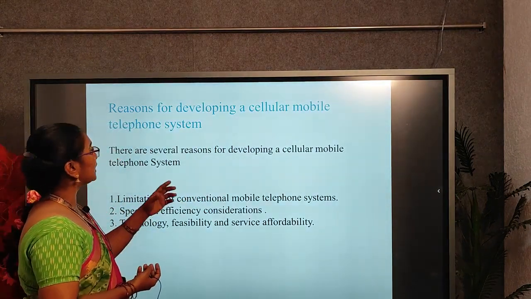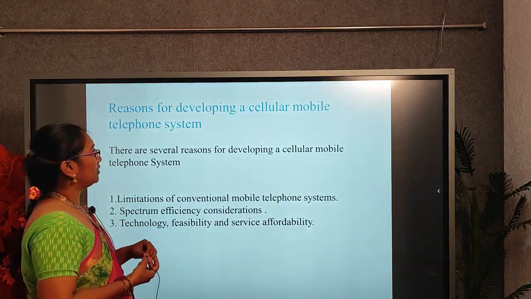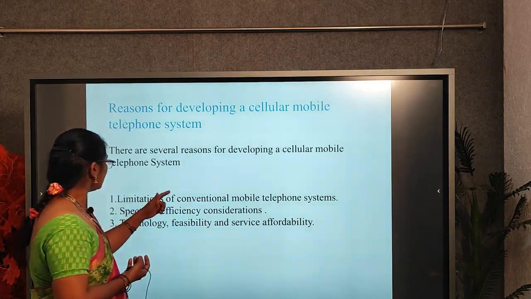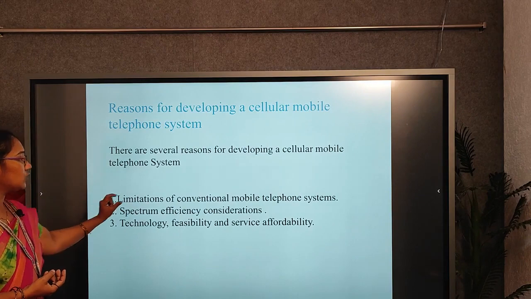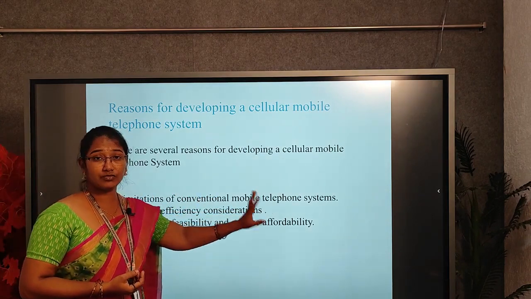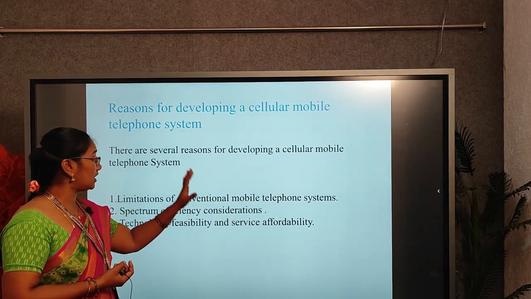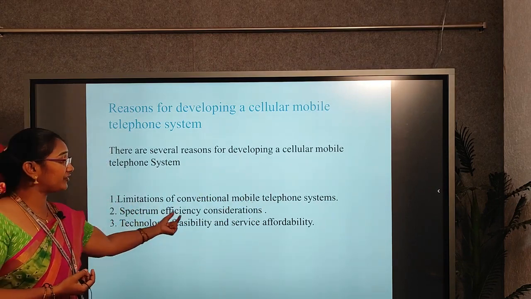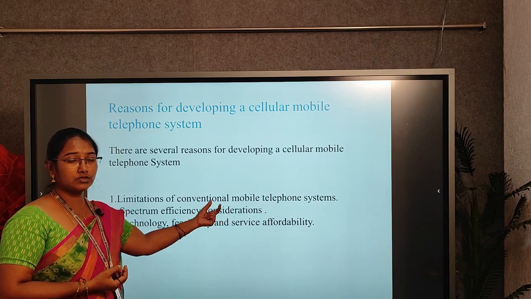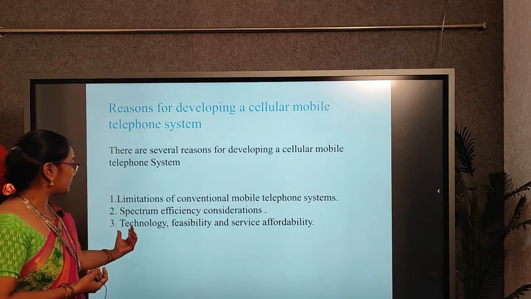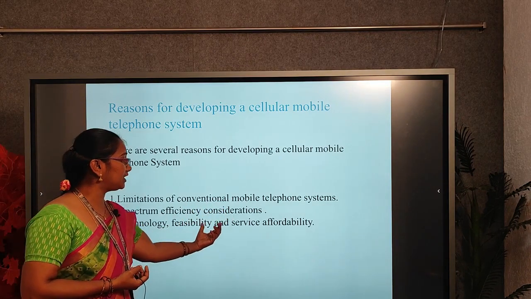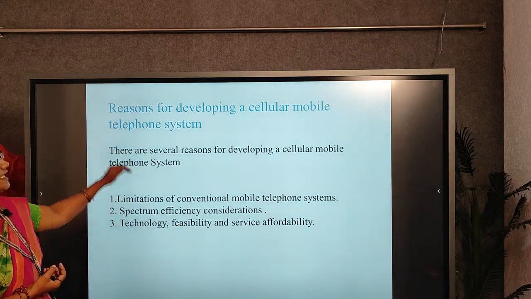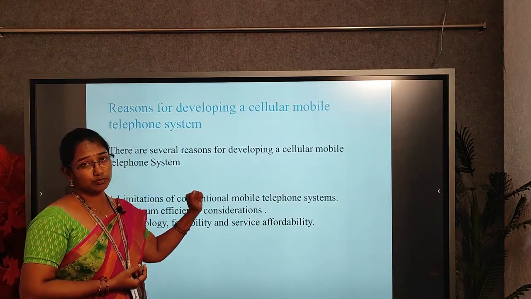Reasons for developing a cellular mobile telephone system. What are the reasons? There are several reasons for developing a cellular mobile system. First one, limitations of conventional mobile telephone system. The limitations which are in the mobile telephone systems, right? Next, spectrum efficiency consideration. We can use the spectrum efficiently. And the next one is technology feasibility and service offerability. These are the reasons for developing the cellular mobile communication.